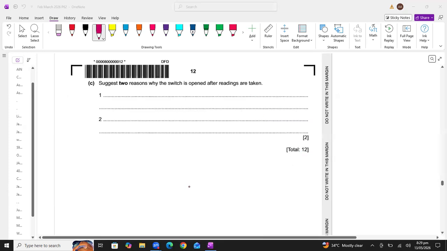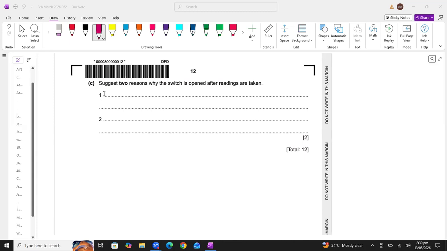Okay. Now the last part of question number 3, part C, suggests 2 reasons why the switch is opened after readings are taken. After readings are taken, why is the switch open? Open means we have disconnected the battery from the switch, so we can save the battery. All right, we can save the battery, or the circuit cannot be short, or it will not get overheated. All right, students? Exactly, Hafsa.